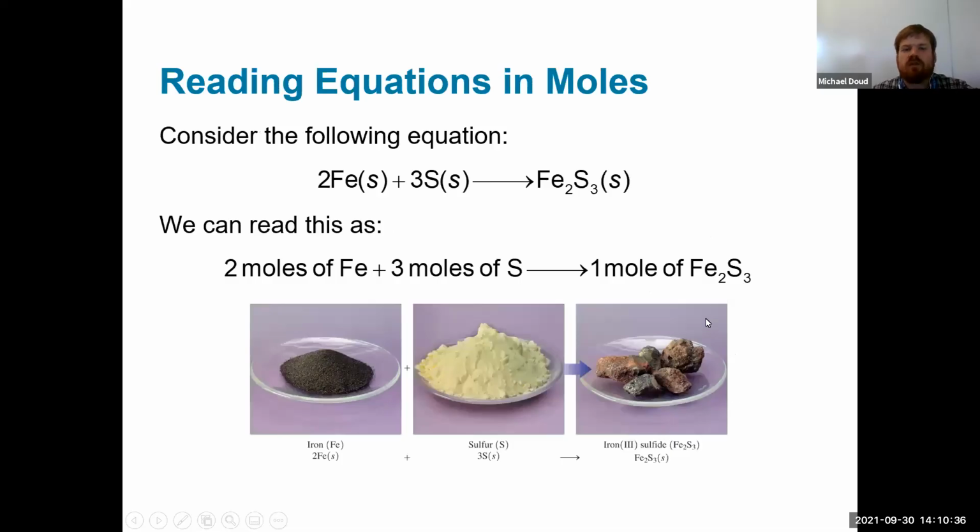Okay, so now looking at this one again from the opening slide, we can read this reaction as saying 2 moles of iron react with 3 moles of sulfur to produce 1 mole of iron(III) sulfide. And that's just the same as saying 2 atoms of iron react with 3 atoms of sulfur to produce 1 formula unit of iron(III) sulfide.